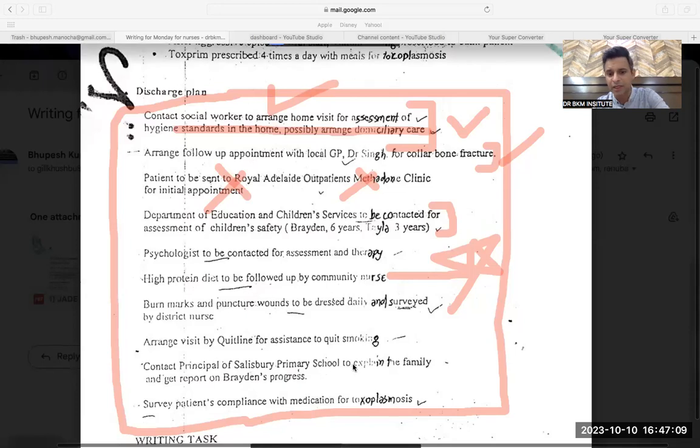Contact principal of the school to explain the family situation and get report on Brady's progress. This is not very important. Survey patient compliance with the medication for toxoplasmosis. So the main problem is toxoplasmosis. So that becomes a very important information. Now you will see the overall letter and try to write the purpose. Let's see what is the purpose of this letter.